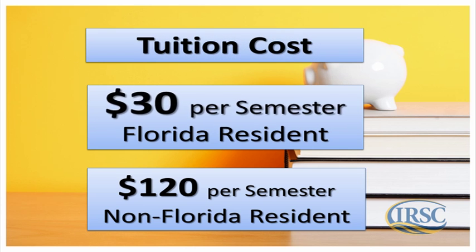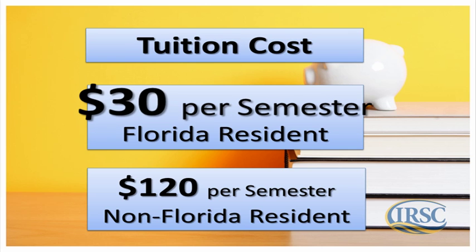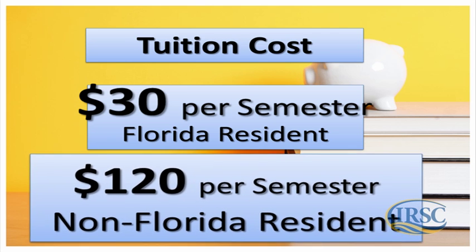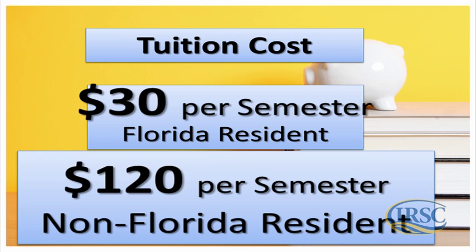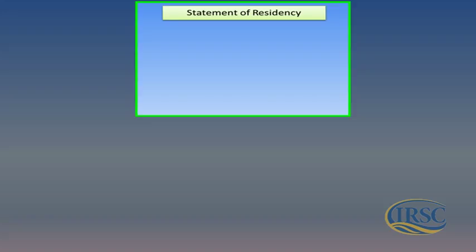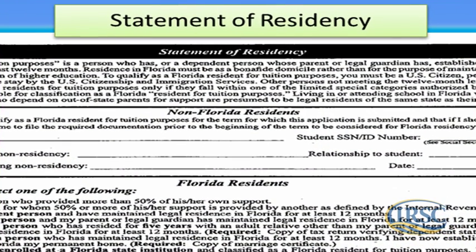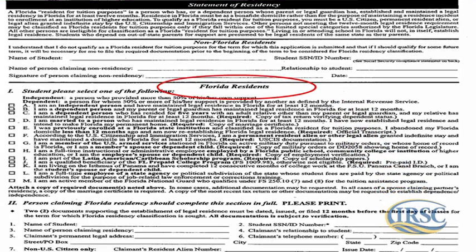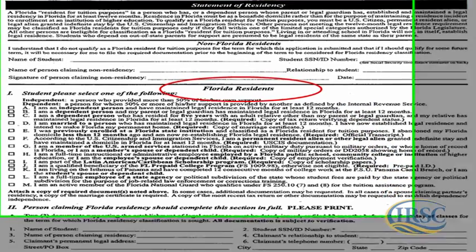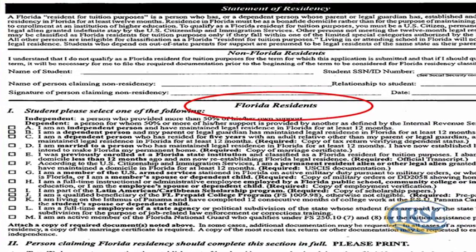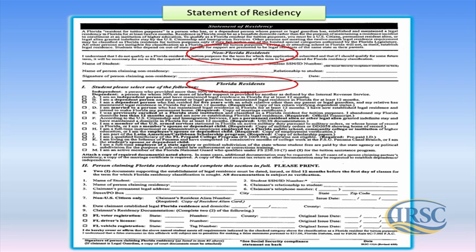The cost of tuition will be assessed based on your residency status as follows. In-state or Florida residents, $30 per semester. For out-of-state or non-Florida residents, $120 per semester. The student checklist in this video will assist you in completing the statement of residency. Once you complete this statement of residency, you will be considered for either in-state or Florida resident or out-of-state or non-Florida resident for tuition purposes.